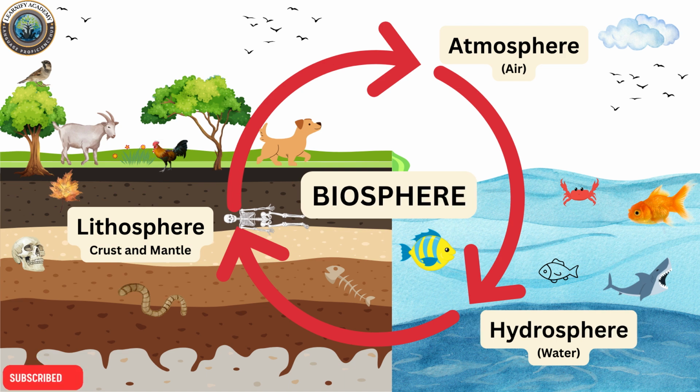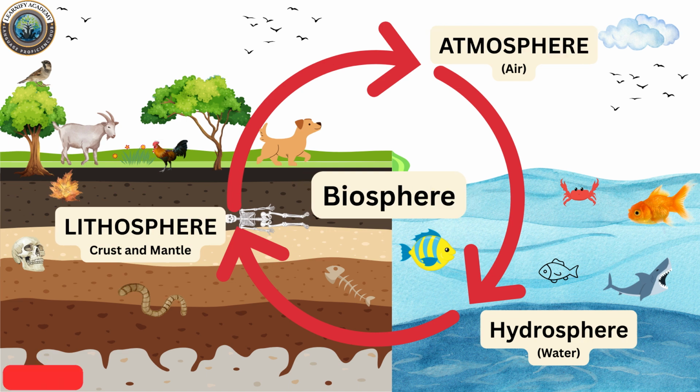Biosphere, the global ecosystem comprising all living organisms and their relationships to each other and the environment. Lithosphere, the rigid outer layer of the Earth, including the crust and the upper mantle. Atmosphere, the layer of gases surrounding Earth, crucial for life, weather, and climate regulation.